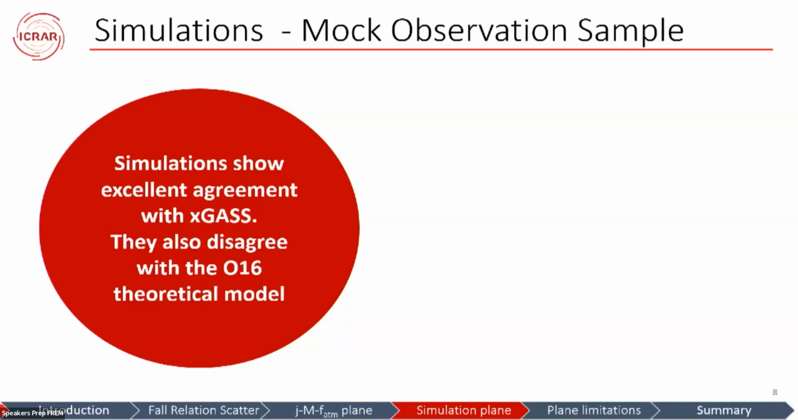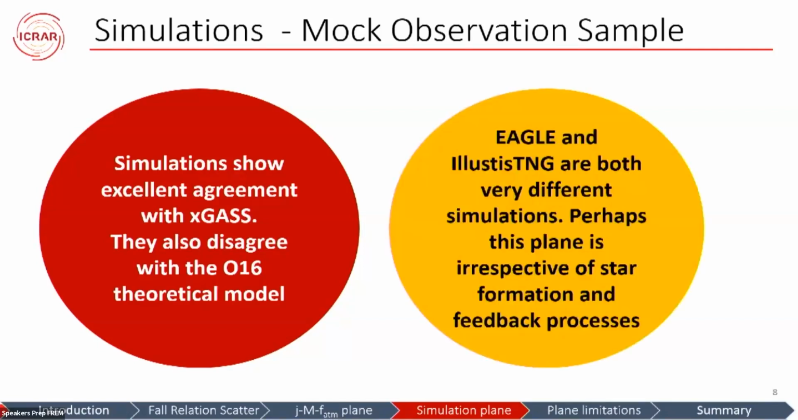The second really interesting result, which Kate gave a nice intro to, is the fact that both Eagle and TNG are actually quite different simulations. They both include models for stellar feedback and AGN feedback, all those sorts of things, but the way these are implemented are very different. So all of these things hint at the fact that maybe this plane is something that's irrespective of your star formation processes.